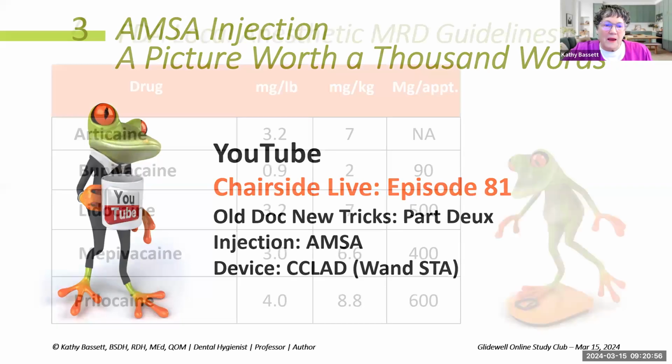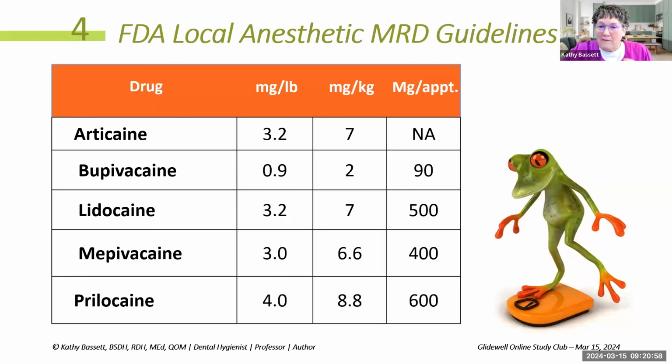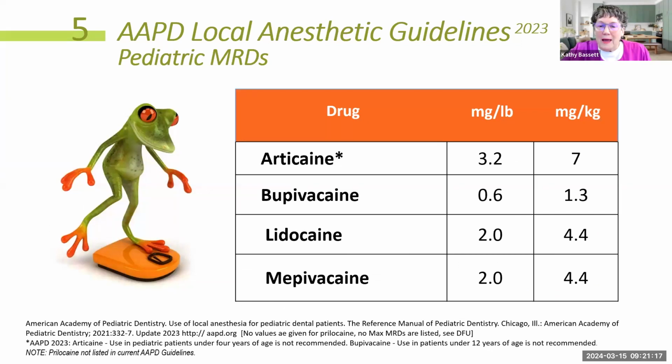The next frame is, if you don't already have this chart for quick reference in your office, a quick grab and go list of the FDA local anesthetic MRD guidelines. And this would be for healthy patients. And then the next frame is the American Academy of Pediatric Dentistry guidelines. These were new as of August 2023. If this is a document you're not familiar with, it would be a valuable one to have in the office. Coming up is the QR code.